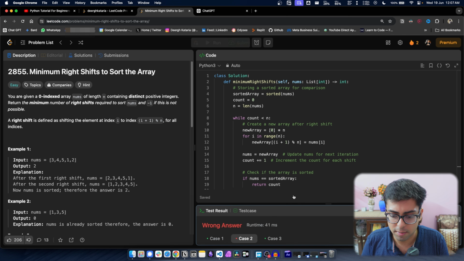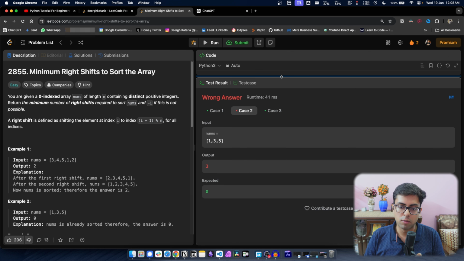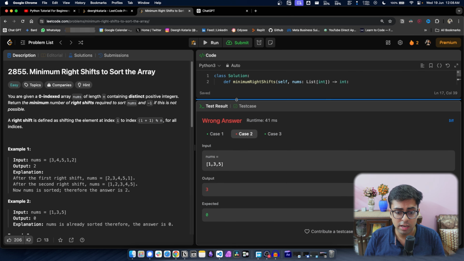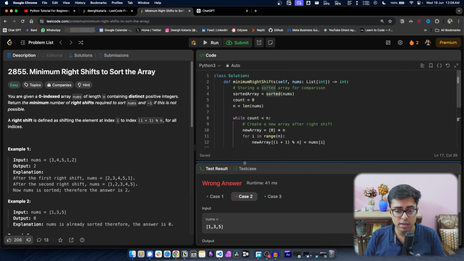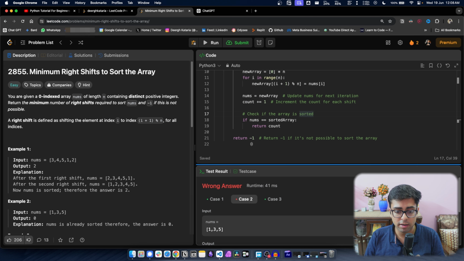It should probably run correctly. We are having an error. Which error we are having? Okay, it's showing 135, whereas it should be count expected 0. Output should be 3. My output is 3, whereas the expected should be return minus 1.